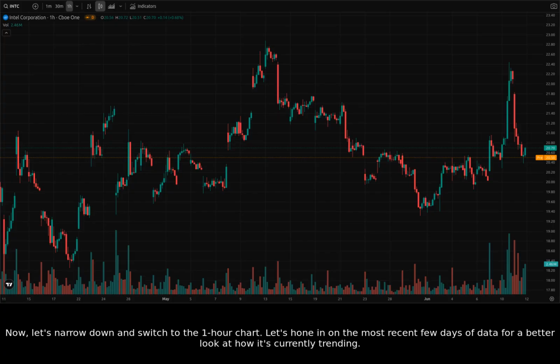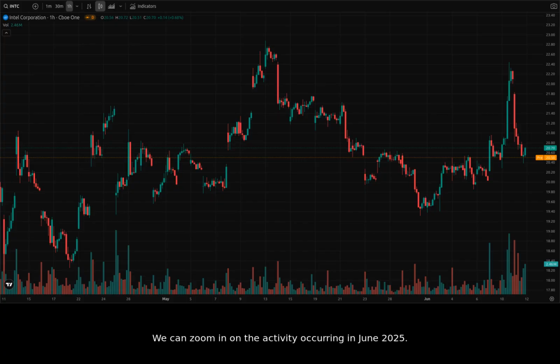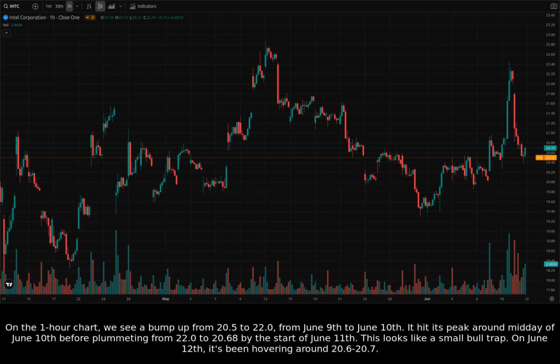Now, let's narrow down and switch to the 1-hour chart. Let's hone in on the most recent few days of data for a better look at how it's currently trending. We can zoom in on the activity occurring in June 2025. On the 1-hour chart, we see a bump up from 20.5 to 22.0 from June 9th to June 10th. It hit its peak around midday of June 10th before plummeting from 22.0 to 20.68 by the start of June 11th. This looks like a small bull trap.